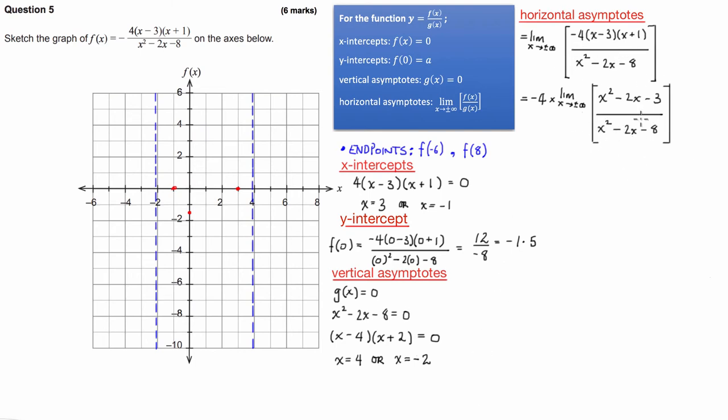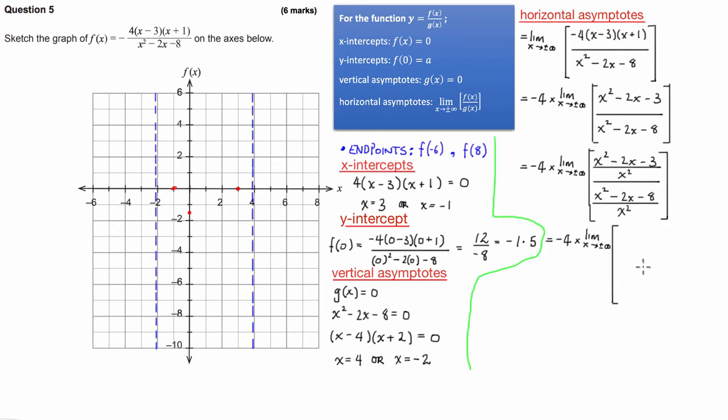So from here, guys, I'm going to try and change the numerator and the denominator. So rather than having terms that, as x approaches positive and negative infinity, tend towards infinity, I'm going to try and get terms that tend towards 0. Now, the way I'm going to do that is I'm going to divide both the numerator and the denominator by the highest power, which is x squared on both. So I'm going to divide the numerator by x squared as well as the denominator by x squared.